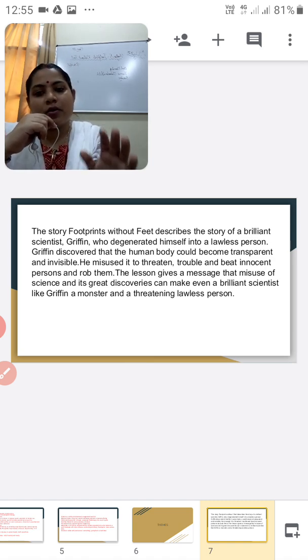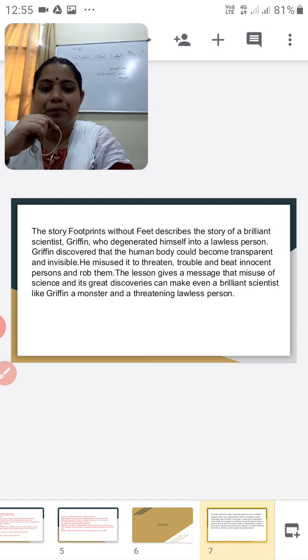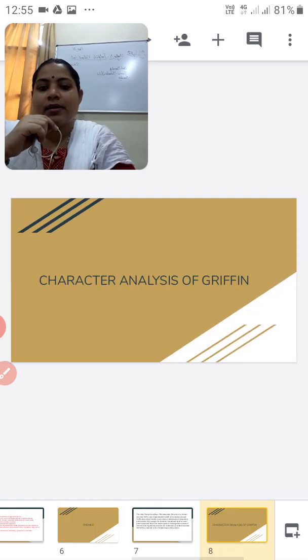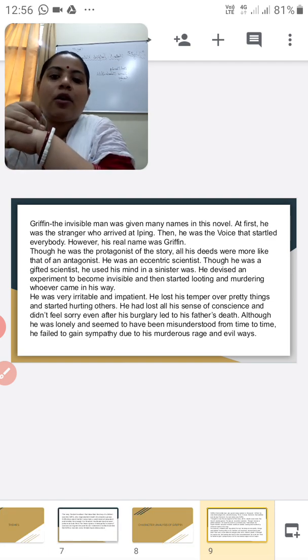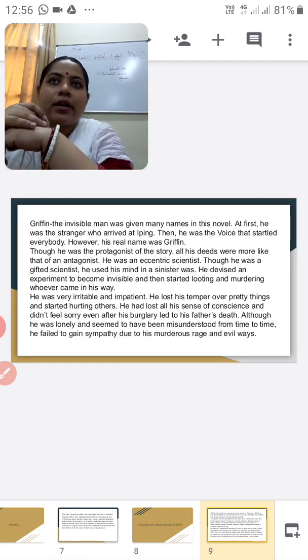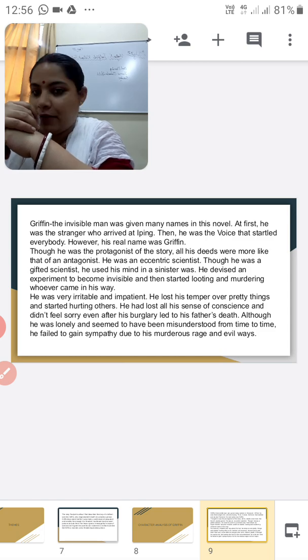The entire story depends upon or revolves around this theme. So this you have to understand very carefully. Next is character analysis of Griffin. This often comes in the examination, that what kind of a character is actually Griffin, that you have to put forth in your answer script.